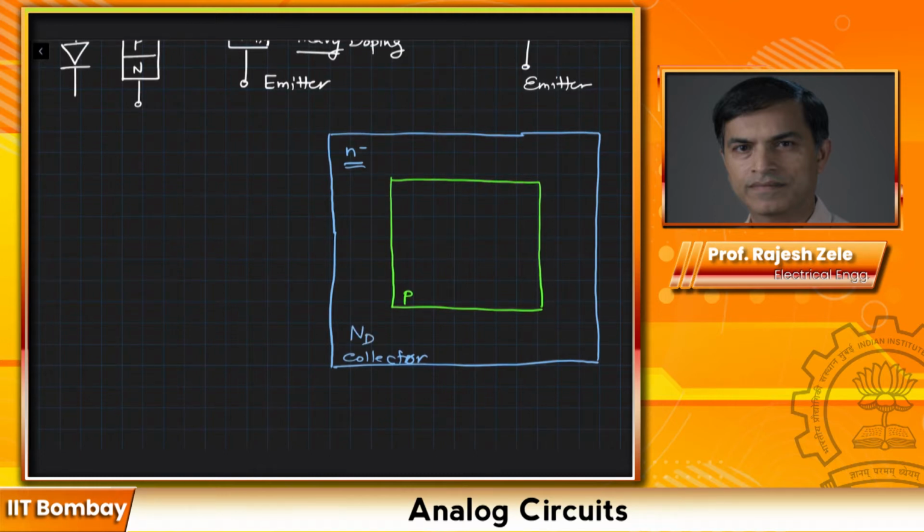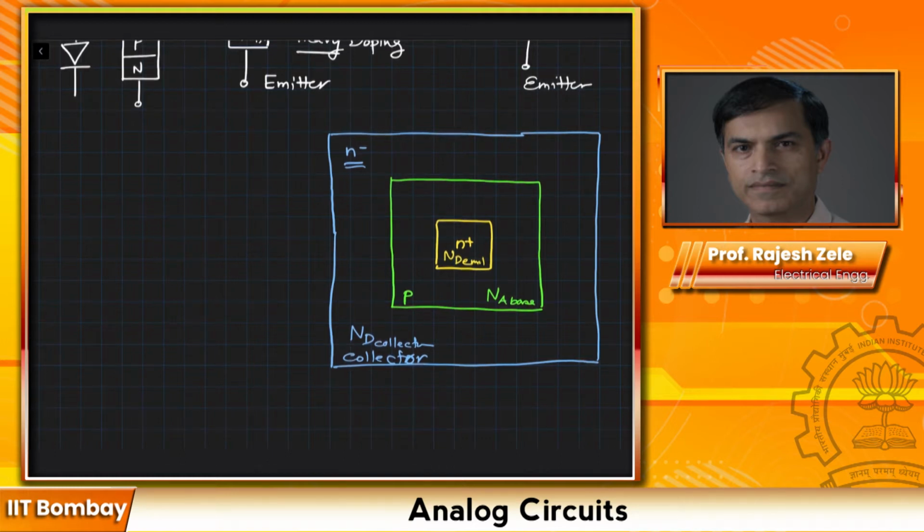So the ND for the collector would be small compared to the NA of the base region. Next, we would have the emitter region, which is the heaviest doping. This would be N plus. So in the N plus, the ND of the emitter will be the highest.